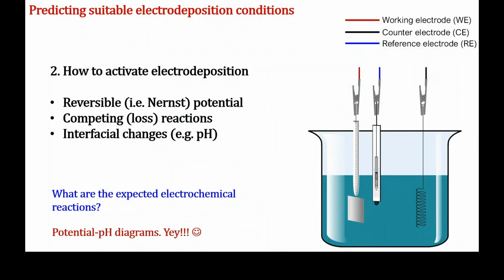So I'm sure you will all in some form have heard of the Nernst potential. That is essentially the equilibrium potential for a particular reaction. At that potential, the net rate of the reaction is 0, and if you push the potential away from that equilibrium, you're likely to get a reaction.